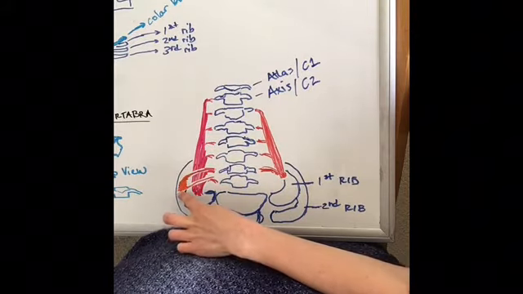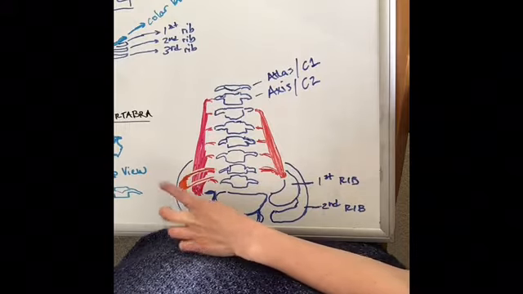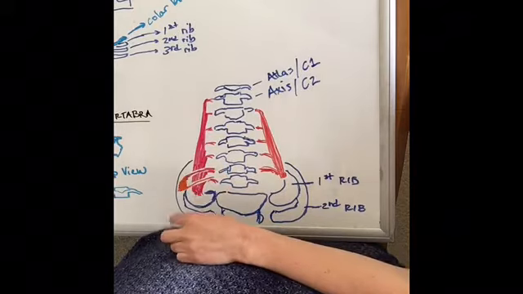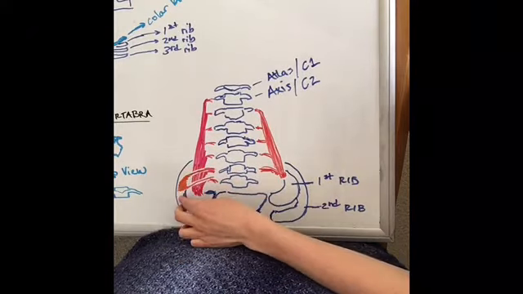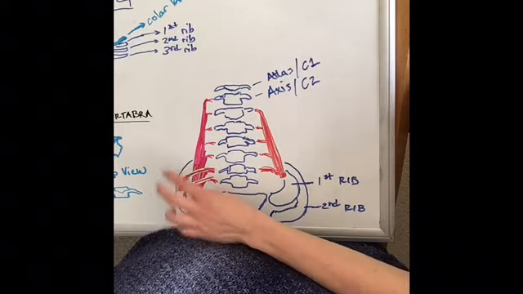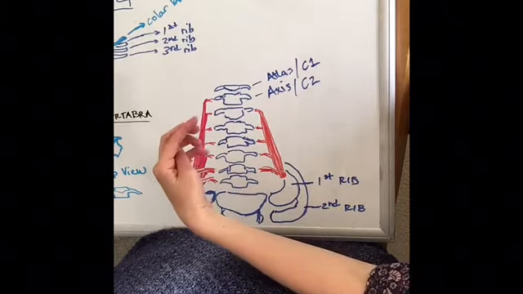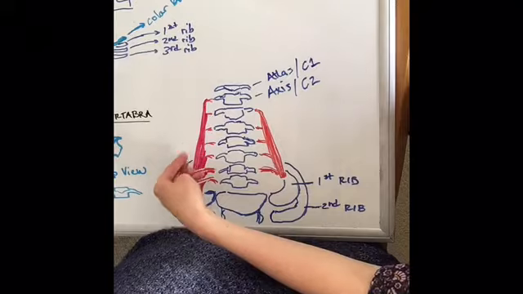And these are your posterior scalenes. So they would be on the back side of these middle scalenes here. And they're just short, down to your second rib. They would also help pull your neck just a little bit posterior, tilt your head back.